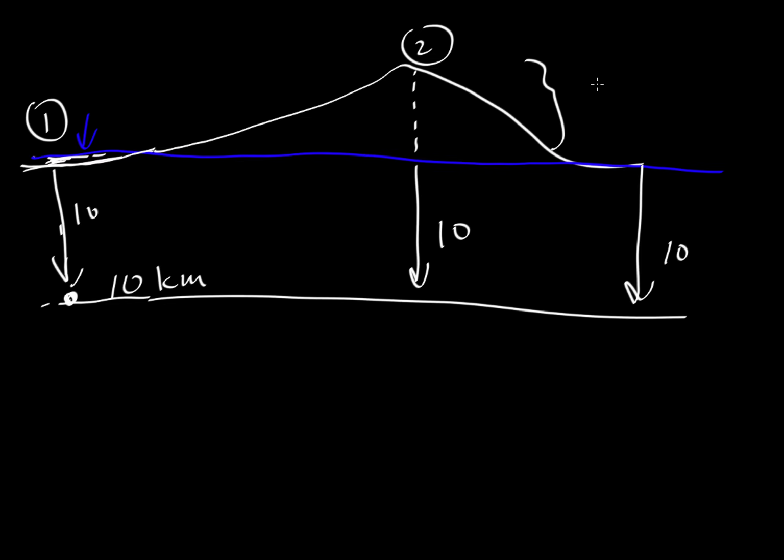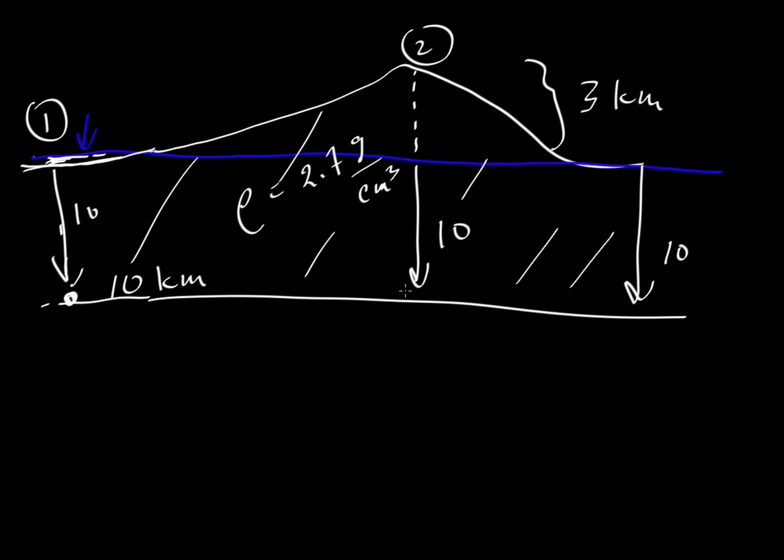Let's say the height of the mountain here is 3 kilometers. So if all of this material here is the same density, let's just say it's 2.7 grams per cubic centimeter for all of this stuff here, we're going to have a much greater pressure here because we have a much thicker column of rock at this depth of 10 kilometers.